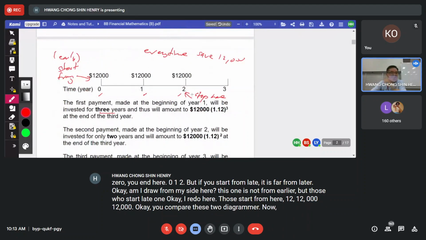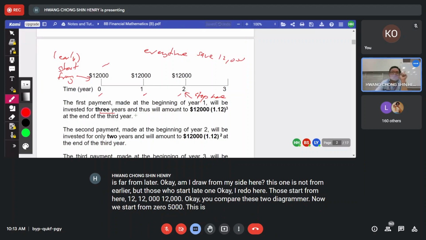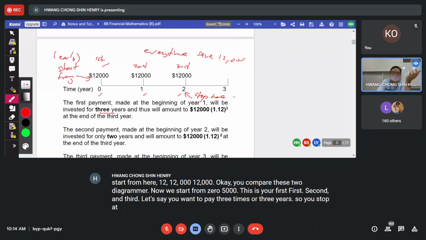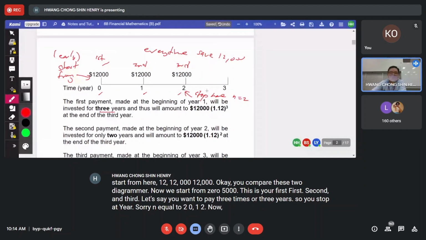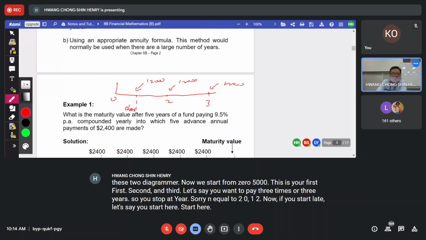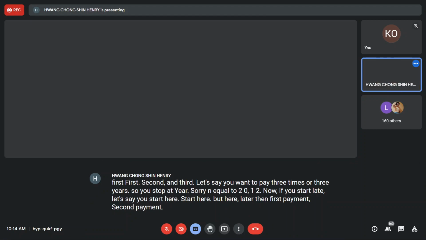Now you start from 0, 12,000. This is your first, second, and third. Let's say you want to pay 3 times, 3 years. So you stop at n equal to 2, 0, 1, 2. Now, if you start late, let's say you start here, late, then first payment, second payment, and third payment. So you stop here.